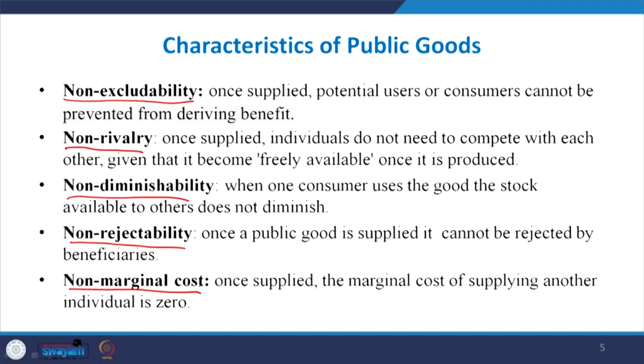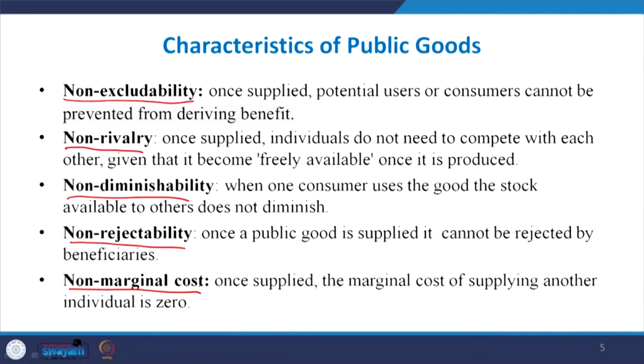Non-marginal cost. So, public goods do not have any marginal cost. Marginal cost means the cost of one additional unit of the product consumed. So, once the public good is supplied in the market, the marginal cost of supplying it to another individual is 0. That is why these products are considered non-rival and non-excludable.